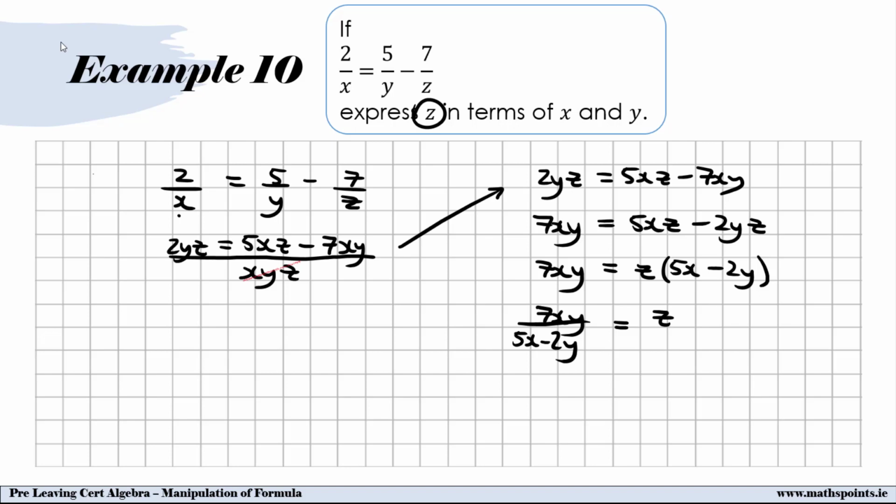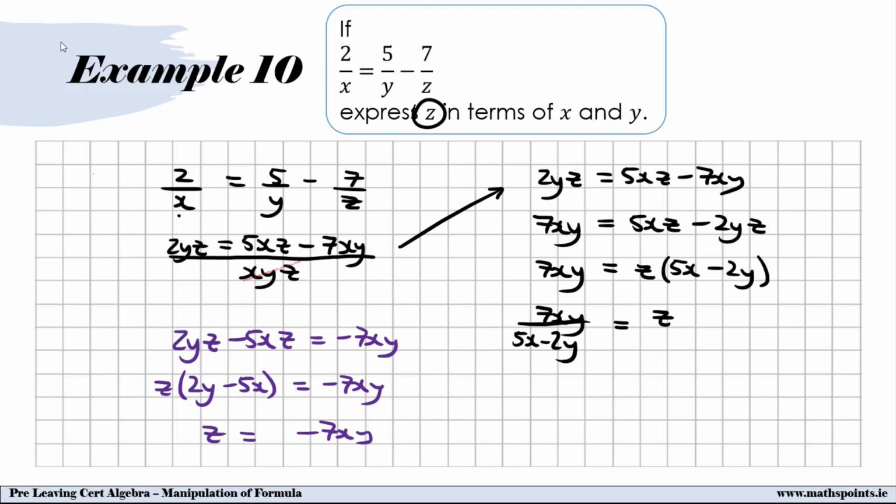and just to really quickly show down here what that would have looked like, we would have had 2yz minus 5xz equals minus 7xy. I would have factorized my z to give me z times 2y minus 5x equals minus 7xy. And then finally I would have divided both sides by 2y minus 5x to give z is equal to minus 7xy over 2y minus 5x. And that's an equally valid solution. It's the exact same solution as this. They're equivalent fractions. It's just that all the signs are different.